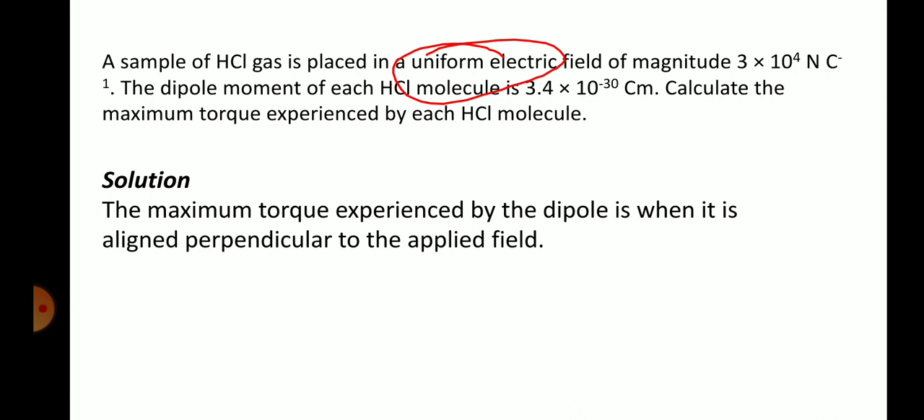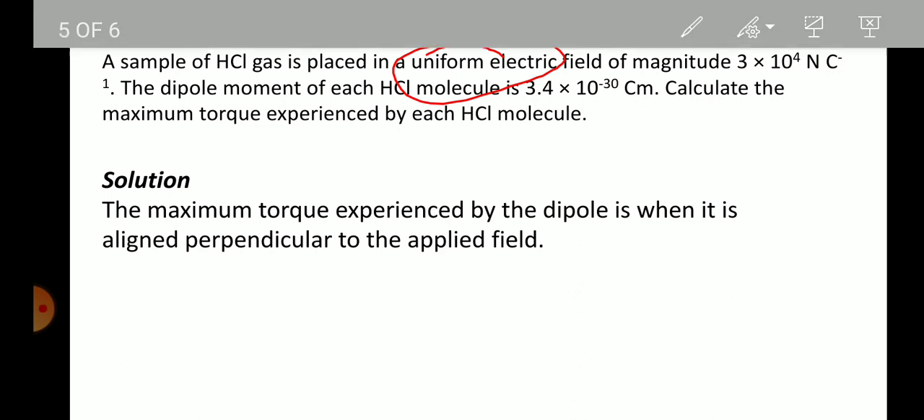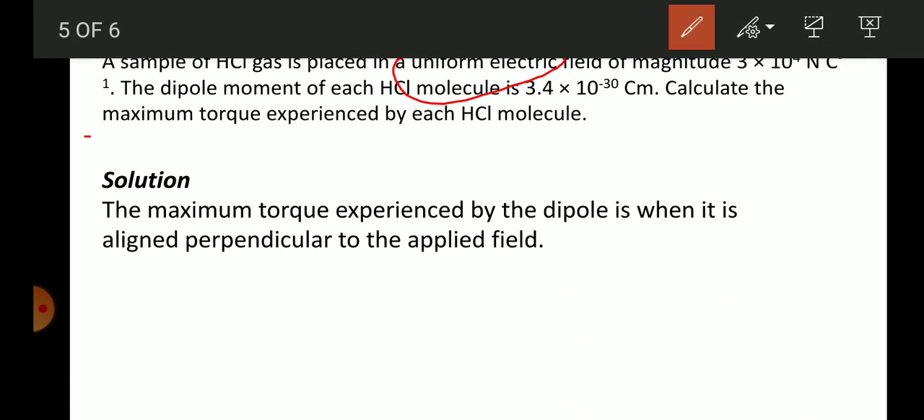The dipole moment P of each HCl molecule is given, that is 3.4 × 10^-30 C m. Note it is not centimeter, it is Coulomb meter, and the C is a capital letter. Calculate the maximum torque experienced by the HCl molecule. See that there is a hint given: maximum torque. So what is maximum torque?